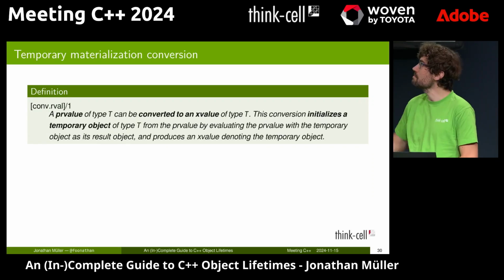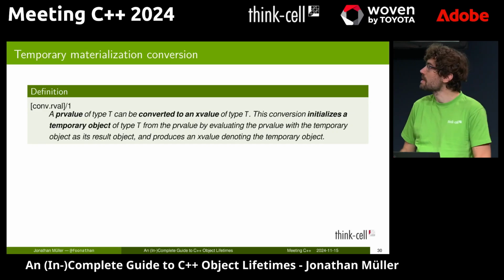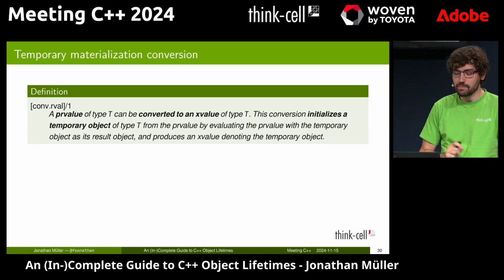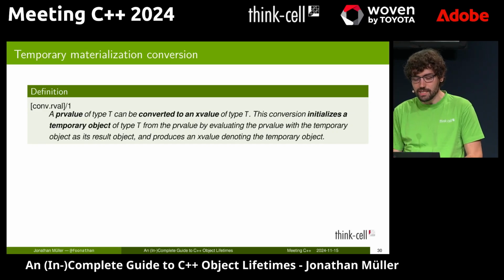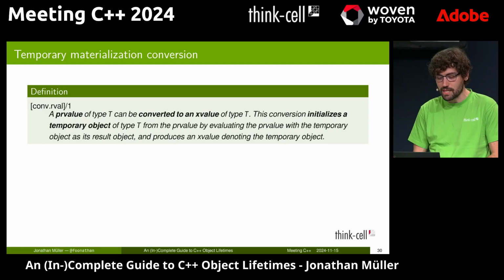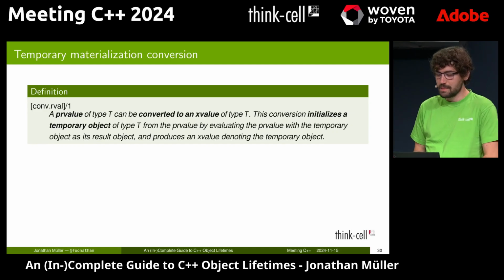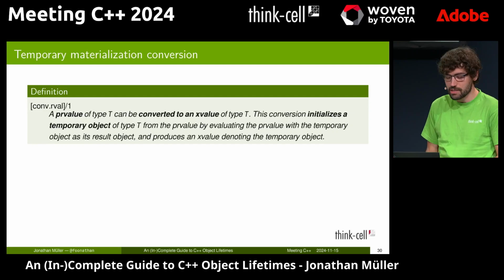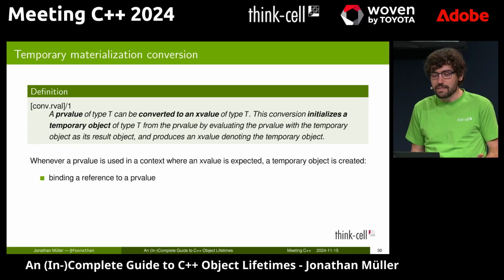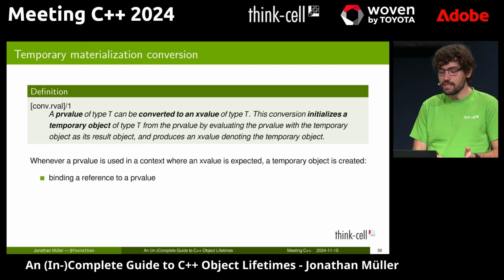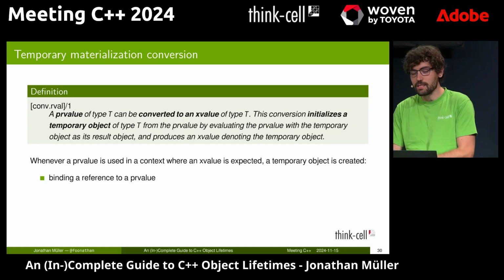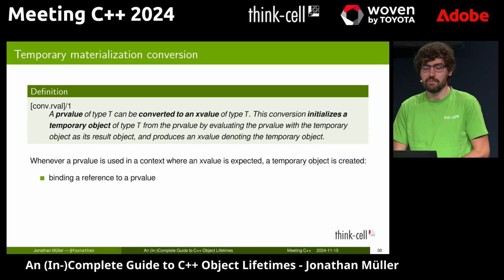If you're looking for Hangman, temporary materialization conversion. And the standard says a PR value of type T can be converted to an X value of type T. This conversion initializes a temporary object of type T from the PR value by evaluating the PR value with the temporary object as its result object, and produces an X value denoting the temporary object. Somebody was trying to pad the wording or something. What this is saying is, whenever you use a PR value in a context where an X value is expected, create a temporary object with that same value.